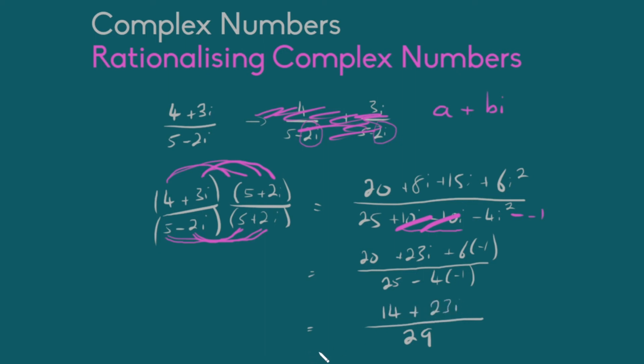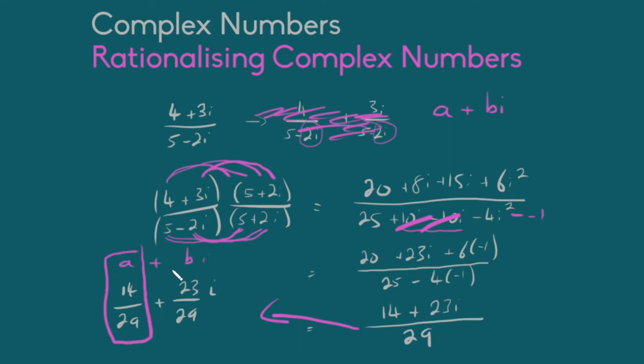And now what we want to do is we can actually pull those two sides of the fraction apart. So we can have 14 over 29 plus 23i over 29. We now have two separate fractions. If we think about this in the form a plus bi, we have a would be 14 over 29, and this 23 over 29 would be b. And that will be us writing it in the form a plus bi, otherwise known as rationalizing a fraction.